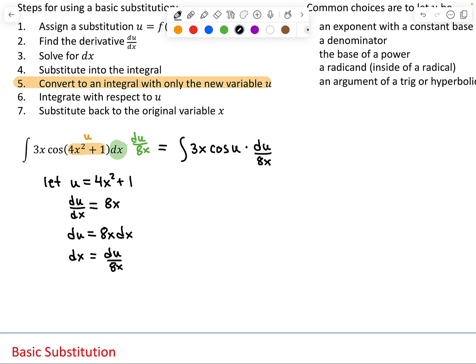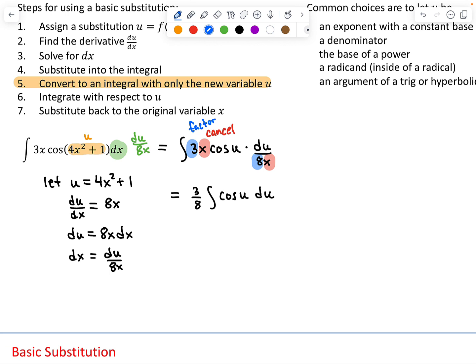Now, if we've done a good substitution, we should be able to eliminate all of the original variable through cancellation somehow. And because we have multiplication here, I can imagine this 8x being underneath the integrand instead. That would allow me to do some cancellation. The x and the x will cancel. Furthermore, we have a 3 divided by 8, so my new constant coefficient will become 3/8, and I can factor it out of the integral.